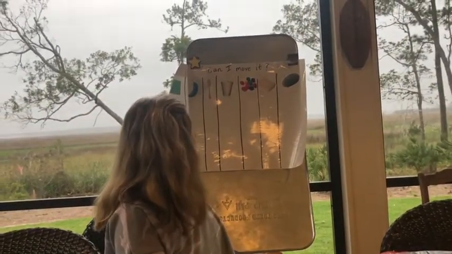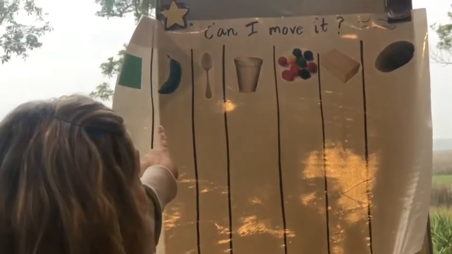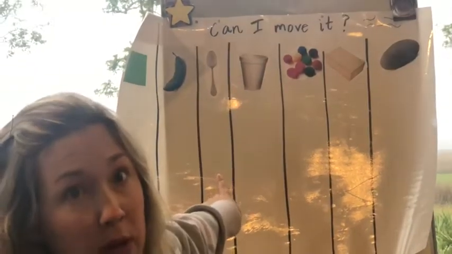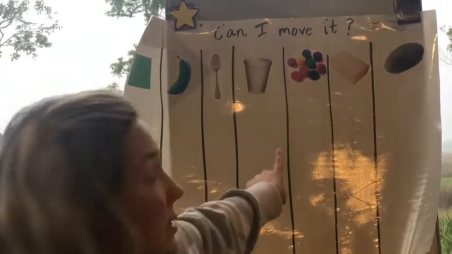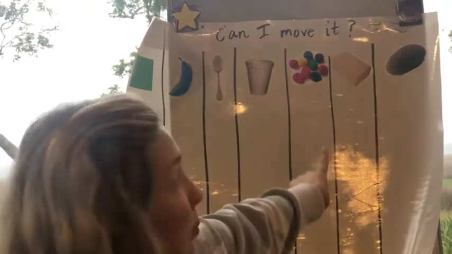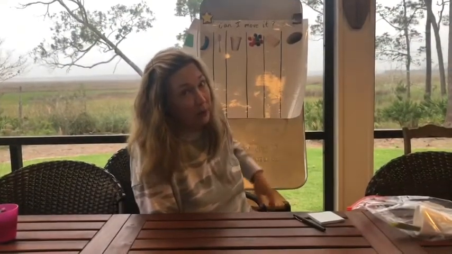And it has the things we are going to do. We're going to see if we can move a piece of paper, a feather, a spoon, a cup, some pom-poms, a block, and a rock. Okay, so those are the things we're going to work on. Okay, now the first thing we're going to do is a piece of paper.